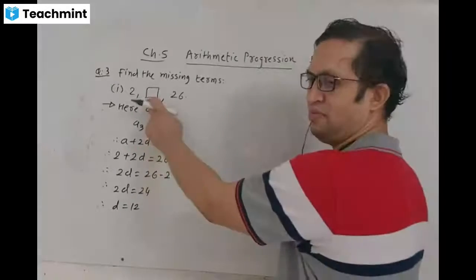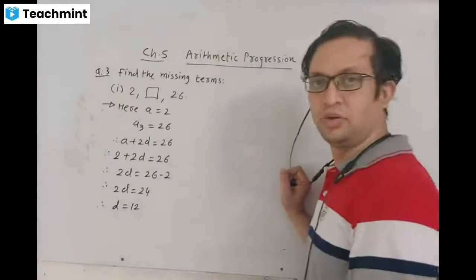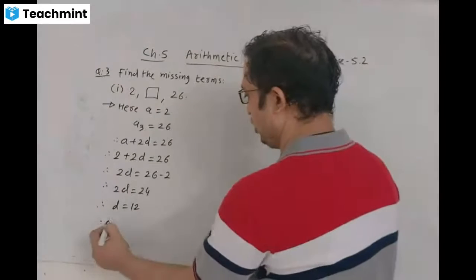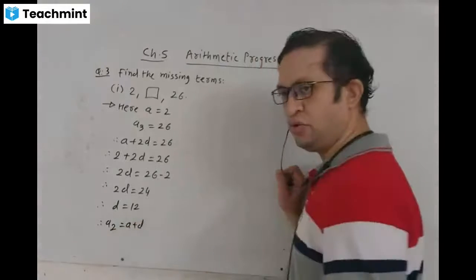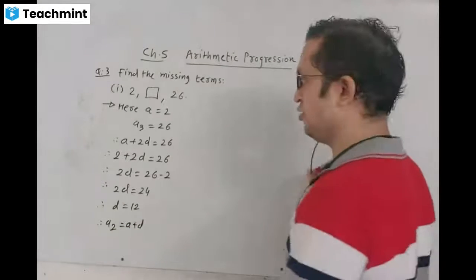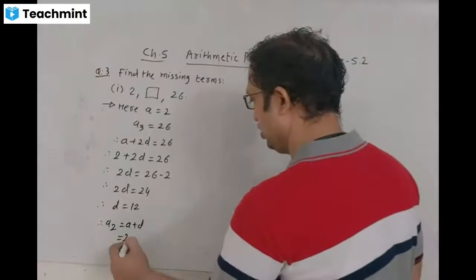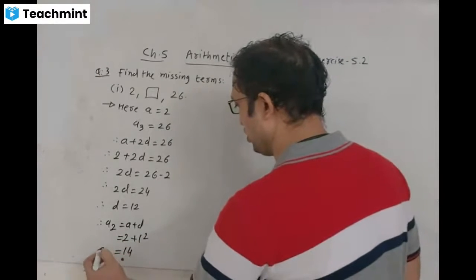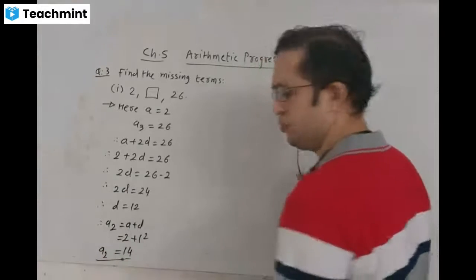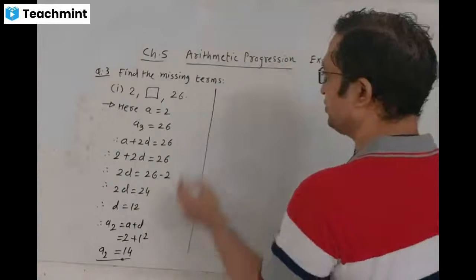And find the missing term. Missing term is A2, second term. A2 is equal to A plus D. What is A? A is equal to 2. What is D? D is equal to 12. And 2 plus 12 is equal to 14. Therefore, second term A2 is equal to 14. Okay, clear?